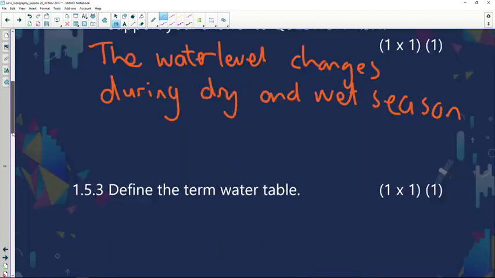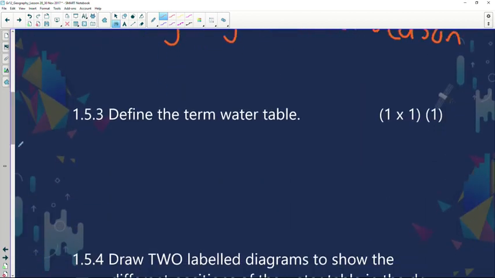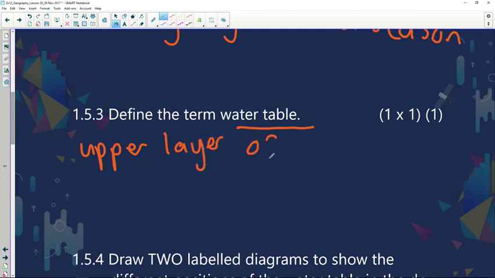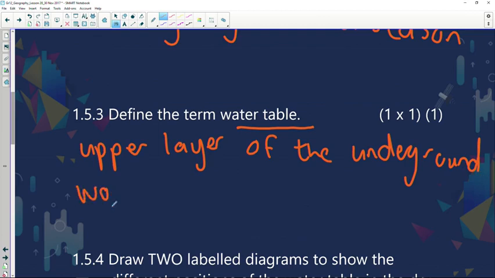If you look at our next question, define the term water table. It's the upper layer of the underground water surface. Okay, where do we find the water table? Below the surface. It's usually where the water infiltrates to.